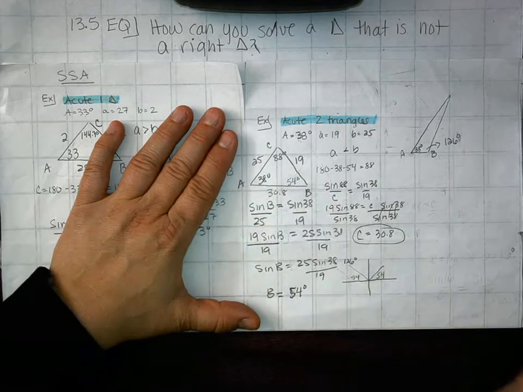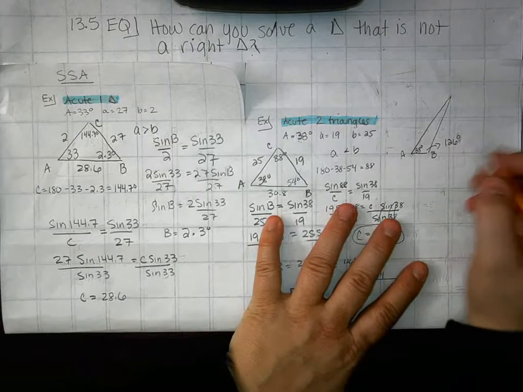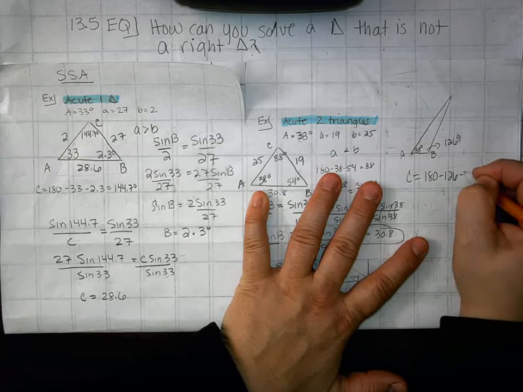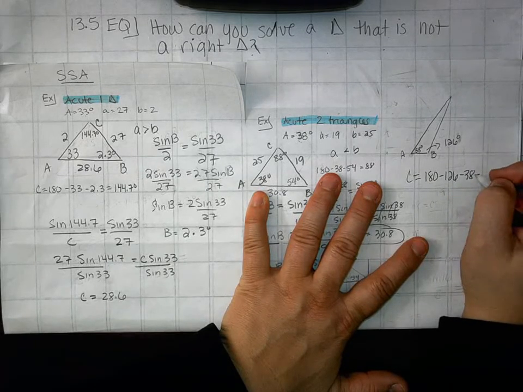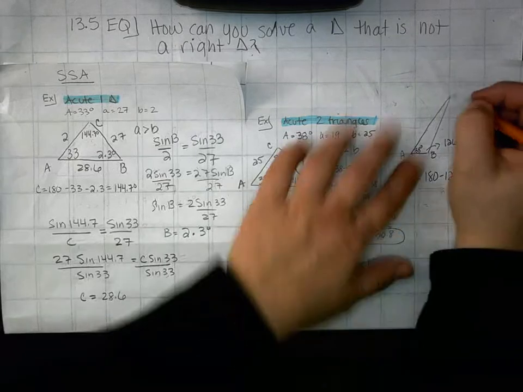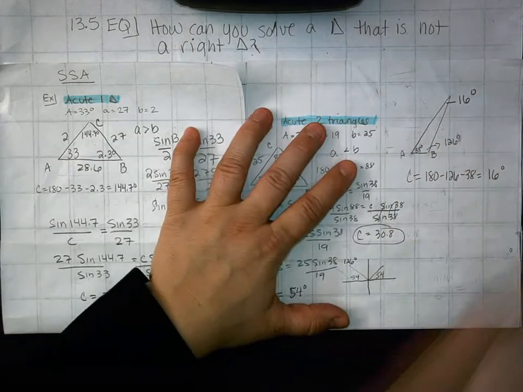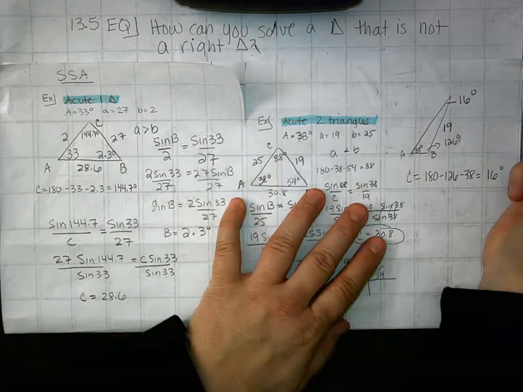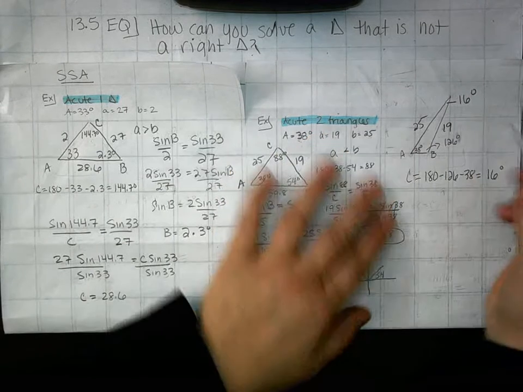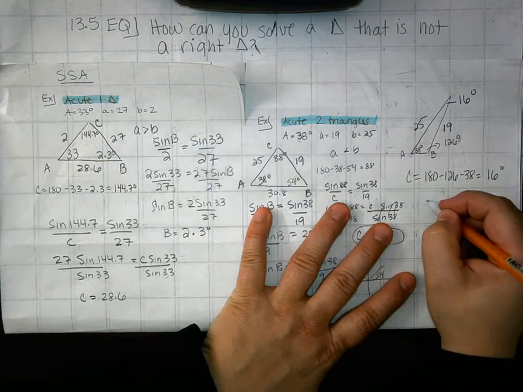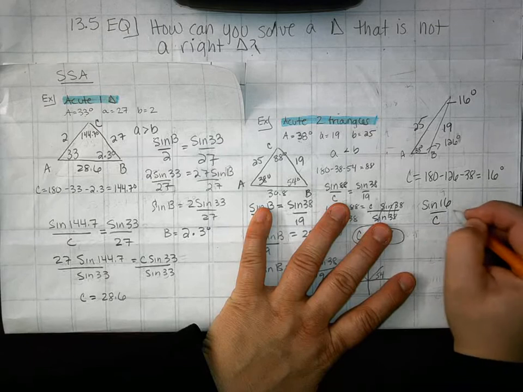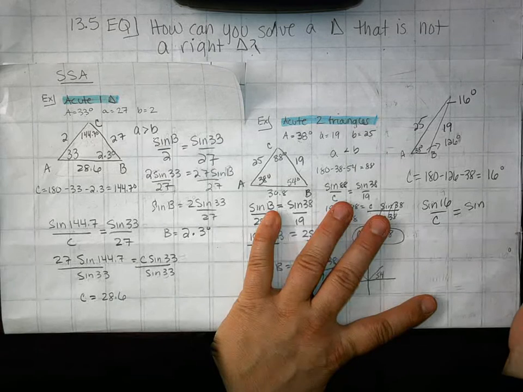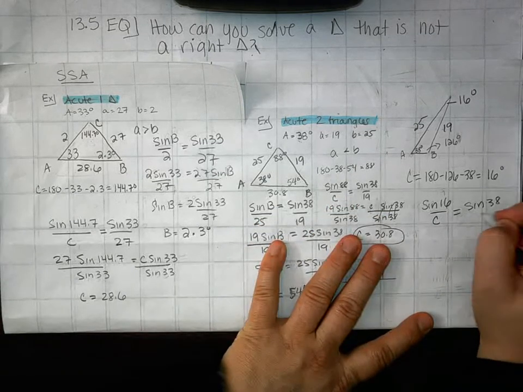Now my first triangle is solved, so I have to do the same thing with my second triangle. So I'm going to find angle C by taking 180 minus 126 minus 38, and I'm going to get 16 degrees. So this angle up here is 16 degrees. I am now going to find my missing side. So again, I'm just finding the sine of 16 over C. C is the only side we don't know. And I'm setting that equal to the sine of 38 over 19.